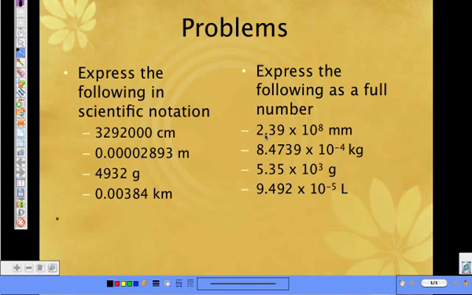We're going to move the decimal left or right? Right, because this is positive. So we'd have 239 with 6 zeros behind it, right? Because that'd be 1, 2, and you need to move 6 more to get 8. Next one, are we going to move it left or right? Left, with this sign. So we have 3 zeros, 8, 4, 7, 3, 9.